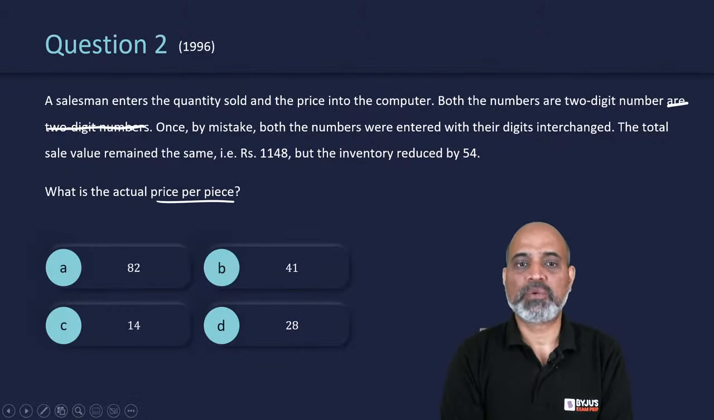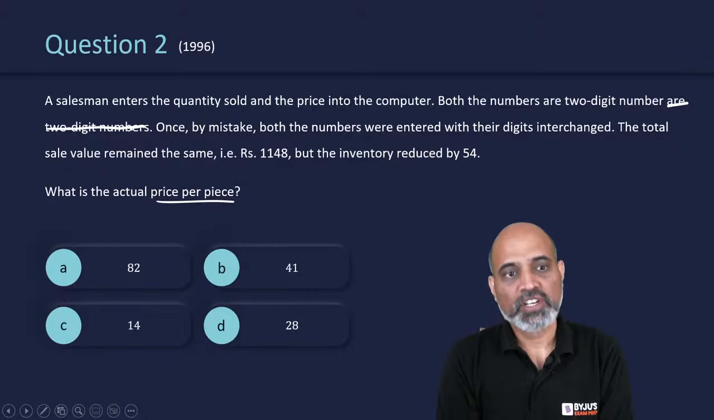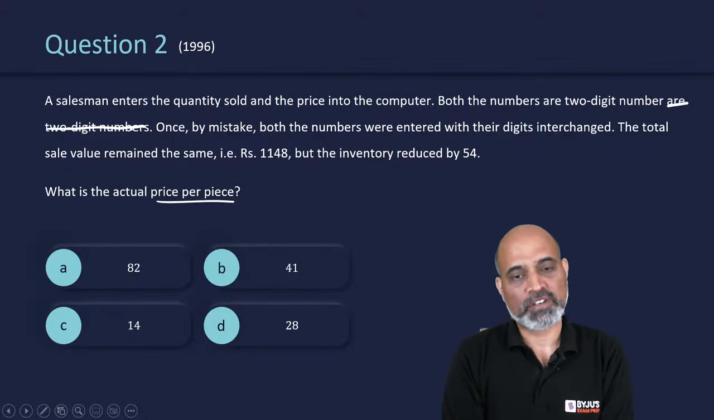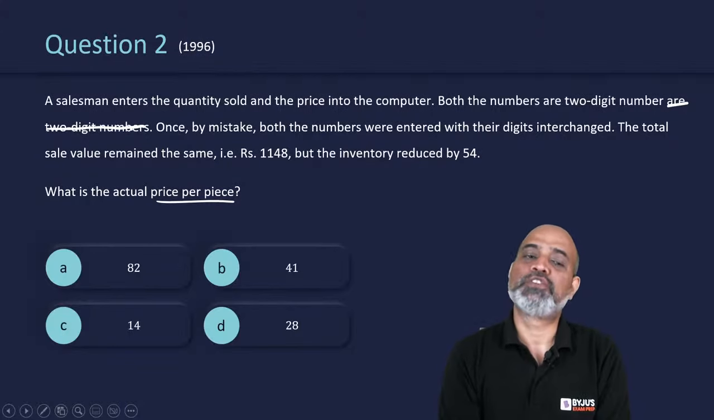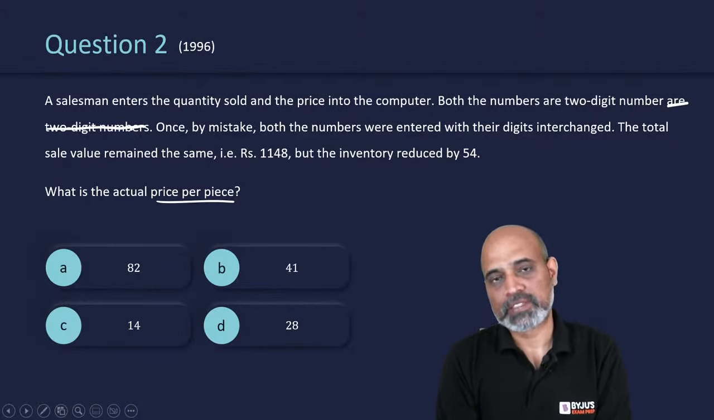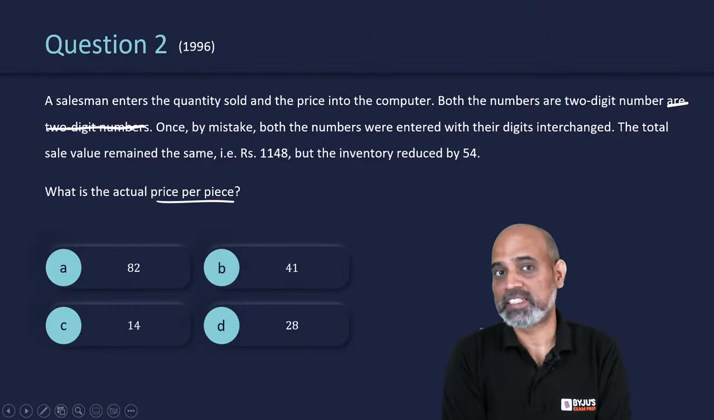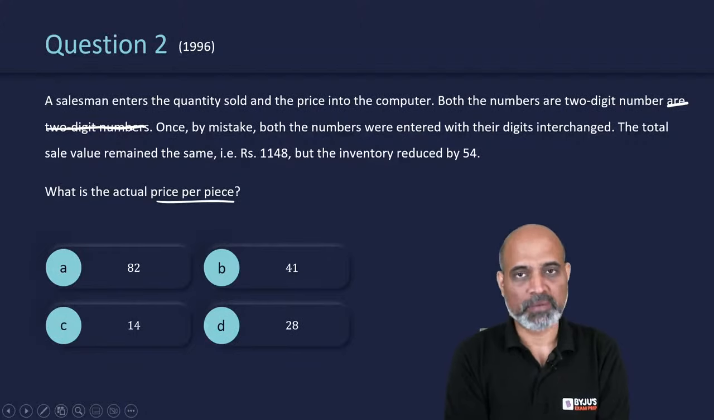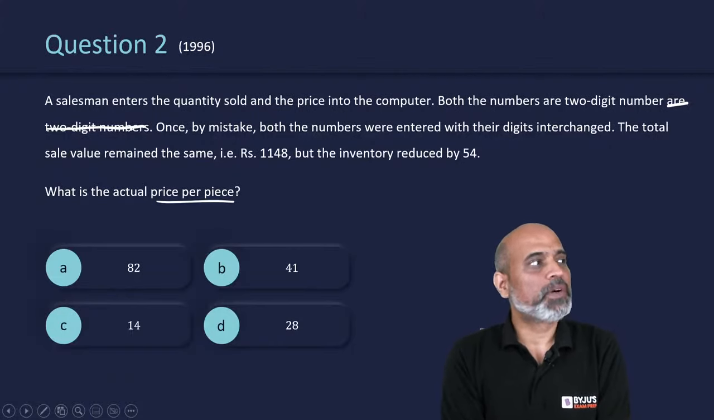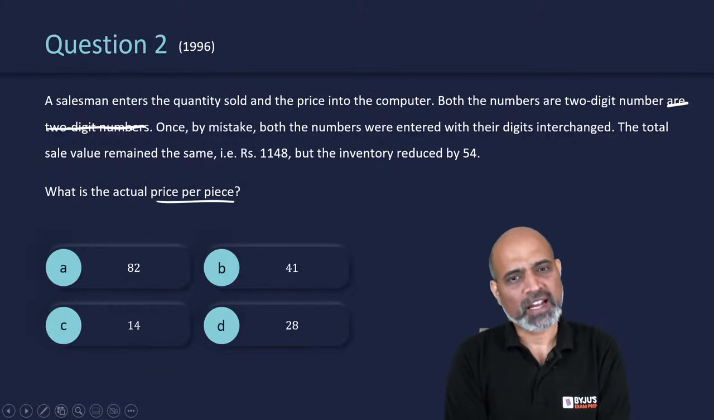Once by mistake both the numbers were entered with their digits interchanged. The total sale value remained the same, that is 1148, but the inventory reduced by 54. So what is the actual price per piece? This question looked like a profit loss discount question, but it's actually a numbers-based question where you have a 2-digit number multiplied by another 2-digit number. Now, if you multiply it by another 2-digit number with its digits reversed, the product remains the same. If we go with that, we will realize that variables will be needed, an equation will be needed, right?